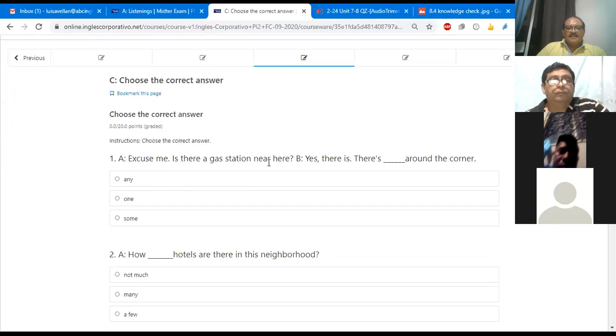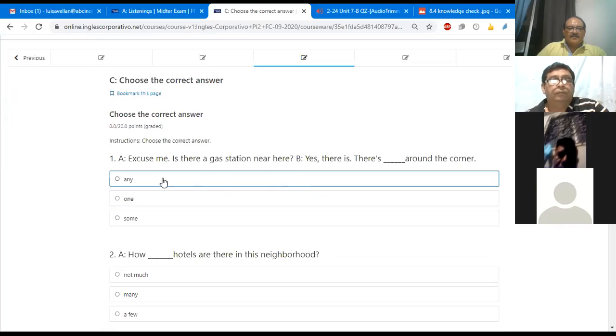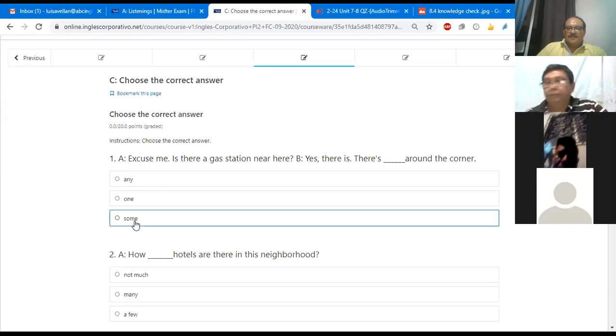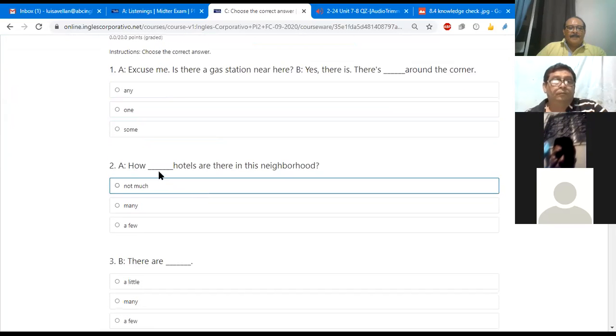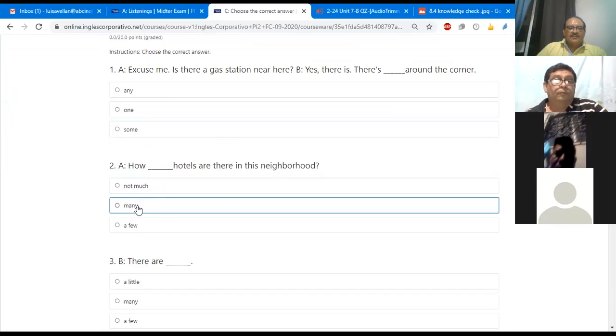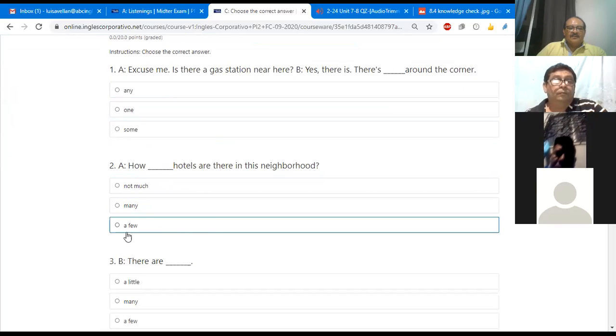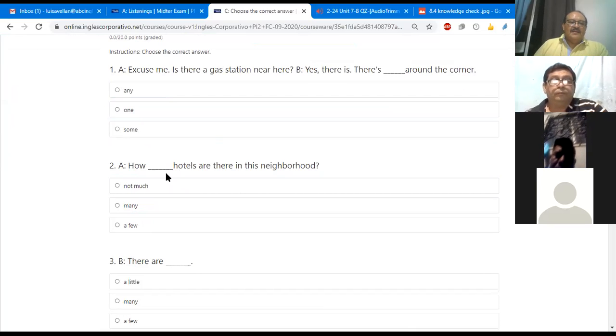Excuse me, is there a gas station near here? You can say, yes, there is, es lo que acabamos de ver, yes, there is one, or there is some around the corner. How not much, how many, or how a few? Okay, this is with how many, how much.